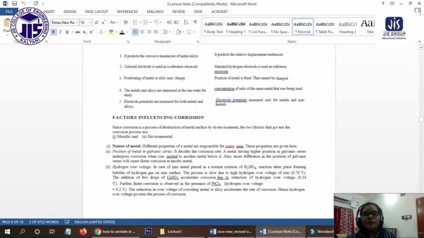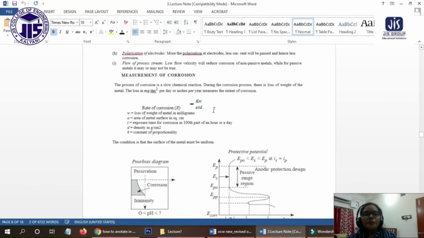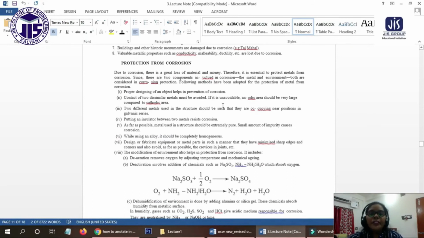Okay, next we have prevention or protection from corrosion. Corrosion can be prevented in two ways. One is we can modify our environment, and the second is we can use the coating procedure. We can also modify the property of metals.